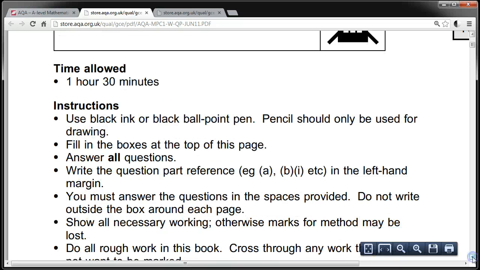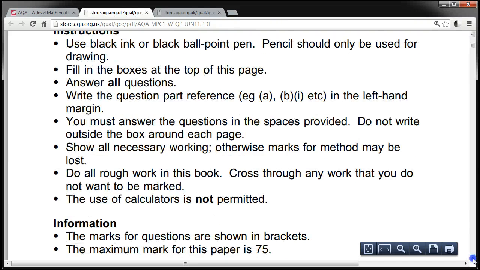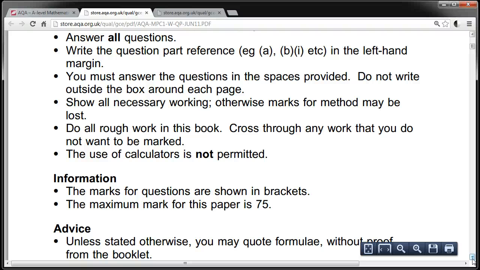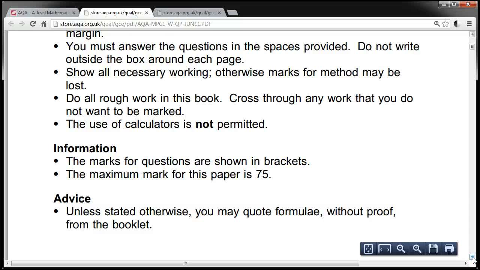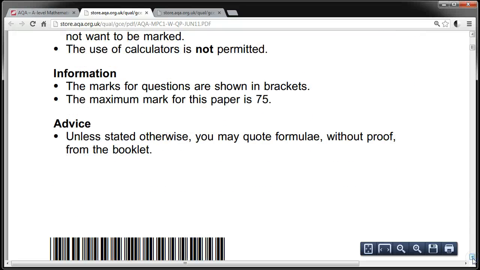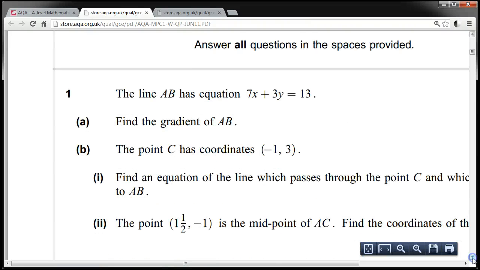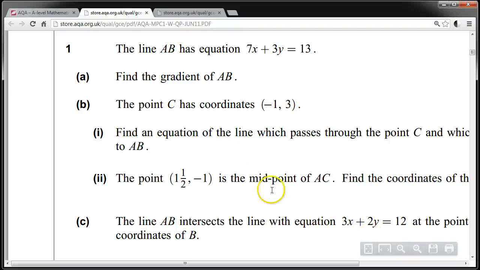It says about using a black ink or black ballpoint pen. You can use pencils for drawing if needed though, of course. Answer all questions and then put the answers in the spaces provided. So basically general things, general instructions. Put all your work in this book. If you want to cross out anything, then do so if you don't want it to be marked. 75 marks in total, and you can quote formula not from the formula booklet without needing to prove it.